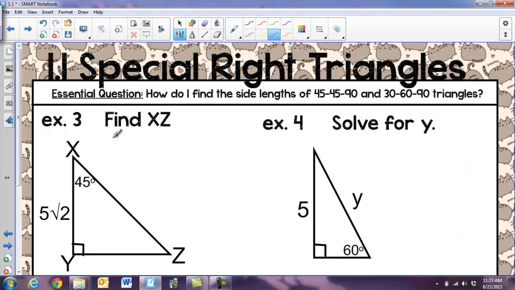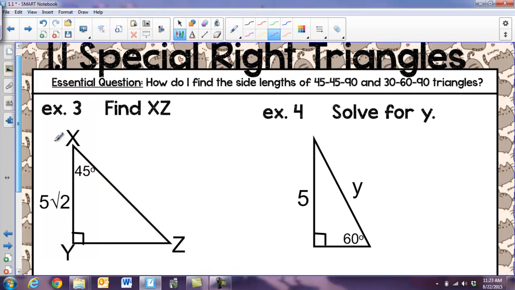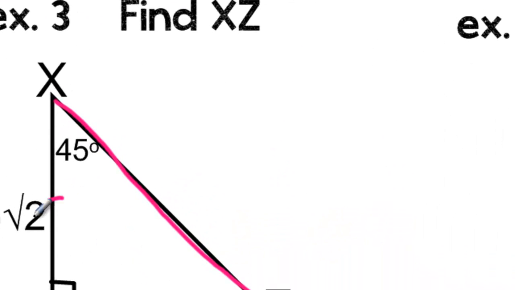Next one, example 3. We're going to look at this triangle XYZ, and we need to find XZ, which is actually the hypotenuse of this one. Now, looking at this, you say, cool, that's a 45-degree angle. I have one of the legs, then that must mean that this one is the same. Oh, and there's a root 2 in there. The answer is 5, right? Because there's a root 2 and it's a 45, 45, 90 triangle.